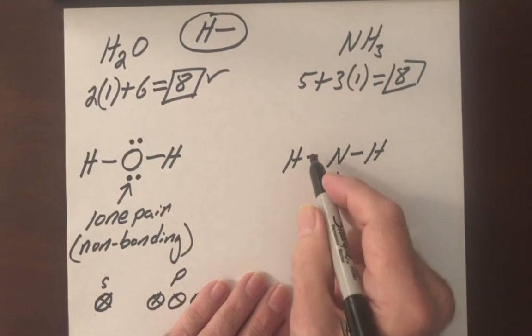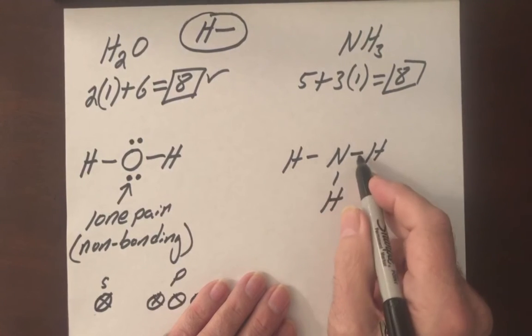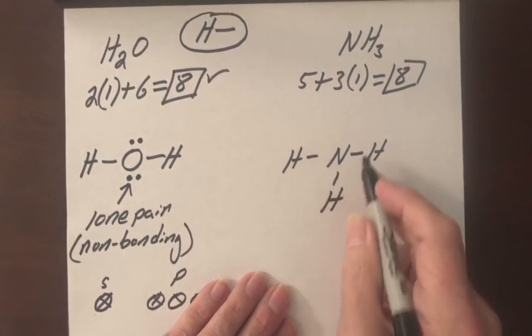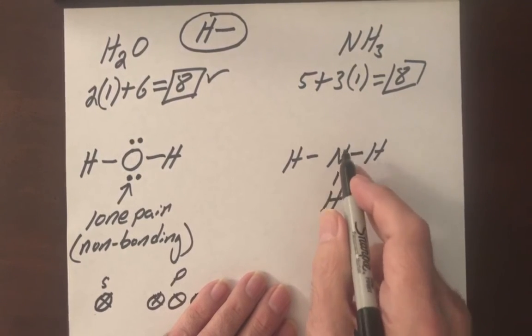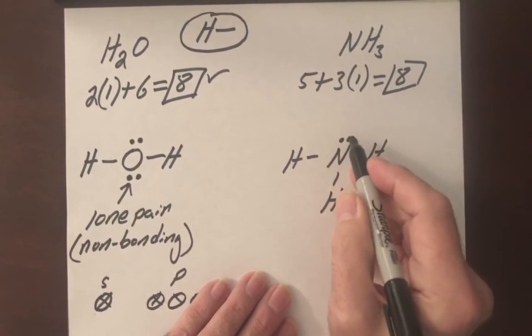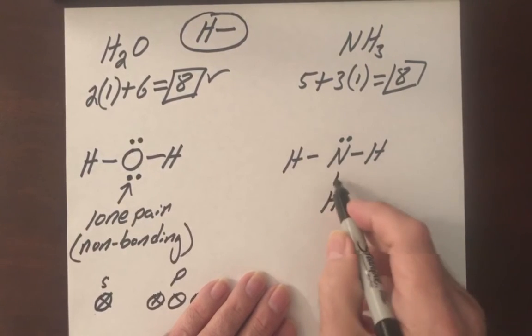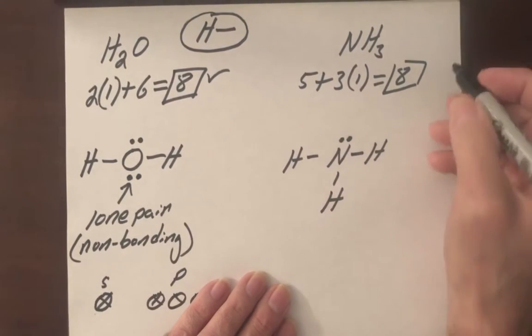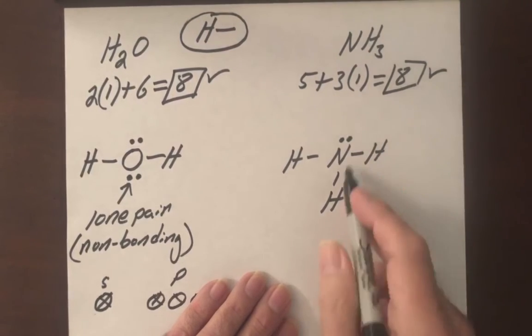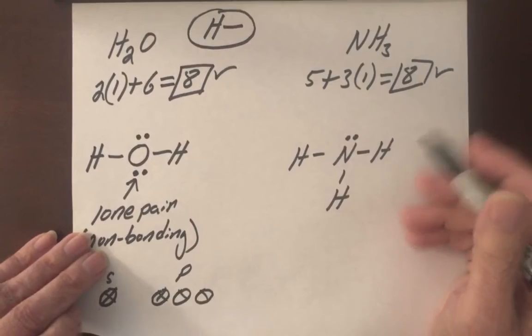Now I have 2, 4, 6 electrons around the nitrogen. They're all bonding pairs of electrons or shared pairs of electrons. So we need 2 more. And so we'll have 1 lone pair on the nitrogen. So now we have 2, 4, 6, 8, a total of 8 electrons. This is what we need. And so we now have a completed Lewis structure. Okay, let's try another.